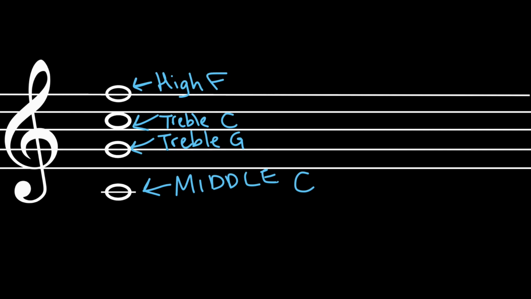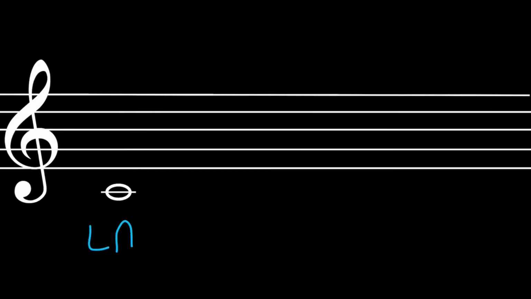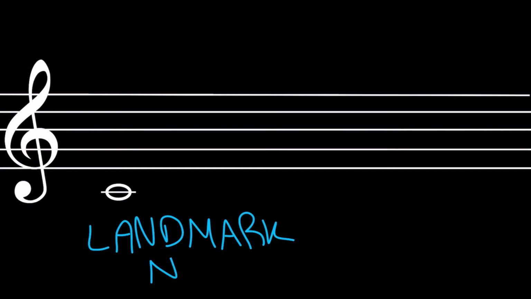And then the last landmark note on the treble clef is high C. And high C doesn't look exactly like middle C. It also has ledger lines. It's above the treble clef staff, but it is on the second ledger line above the treble clef staff. And so still kind of special looking here, but different than that middle C that we had below the treble clef staff.